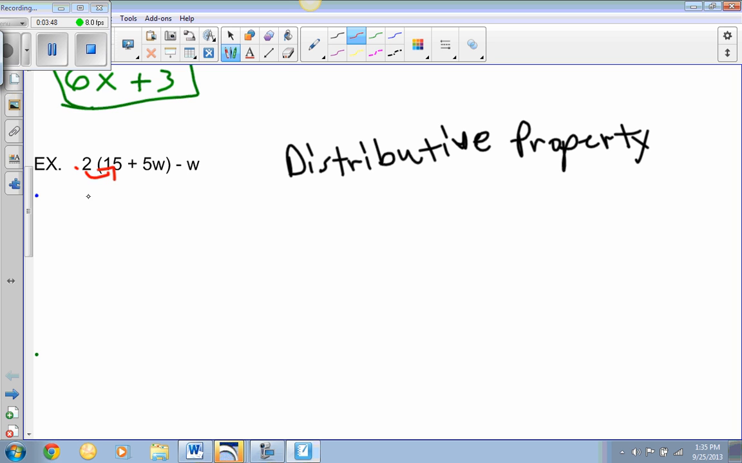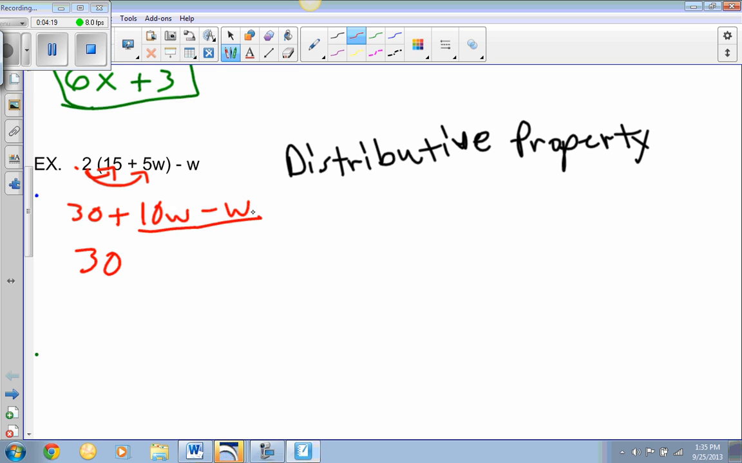So 2 times 15 is 30. And then I have to go back outside and say 2 times 5. And it's a plus because there's a plus right here. They're both positive numbers. 2 times 5 is 10. W minus a W. You just bring the rest of it down. So now I look at it, now it's like one of these other problems that I just got done doing. You combine what you can, and then you leave it. So 30, I cannot combine with 10W or W because it doesn't have a W. So it's by itself.